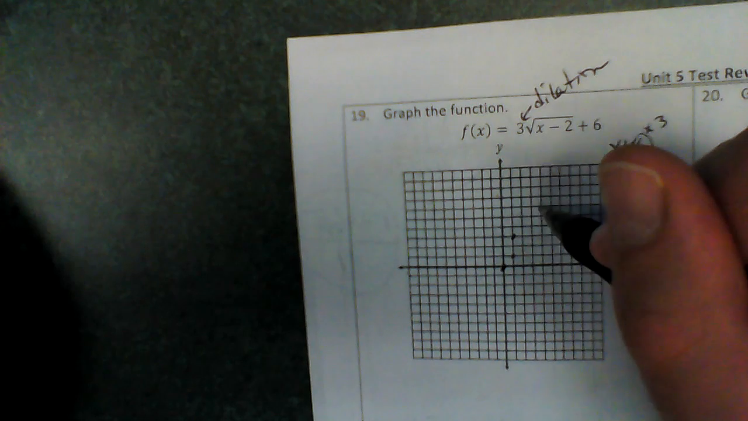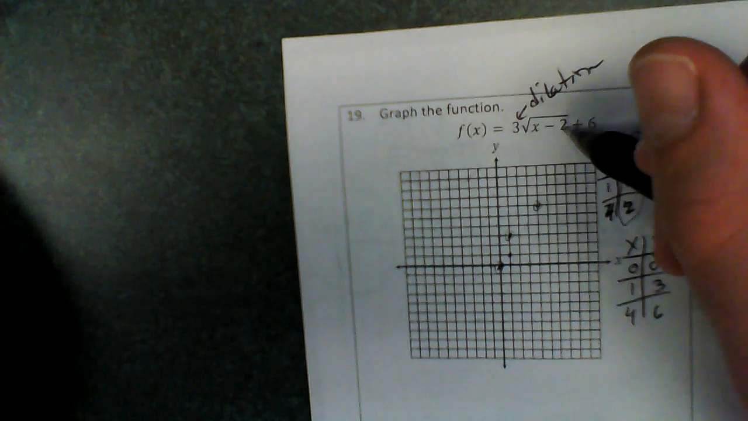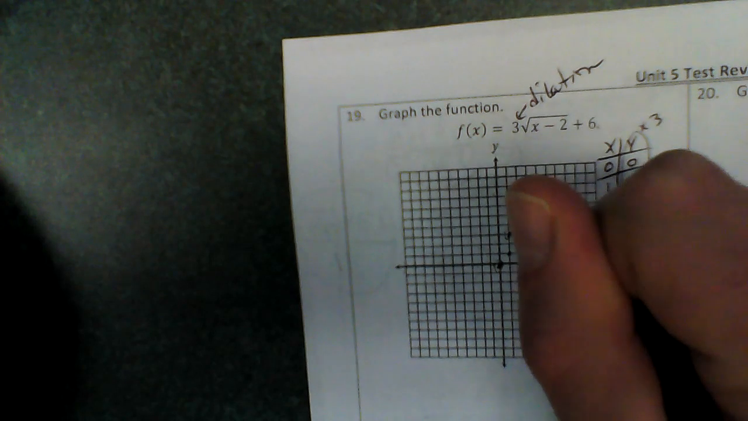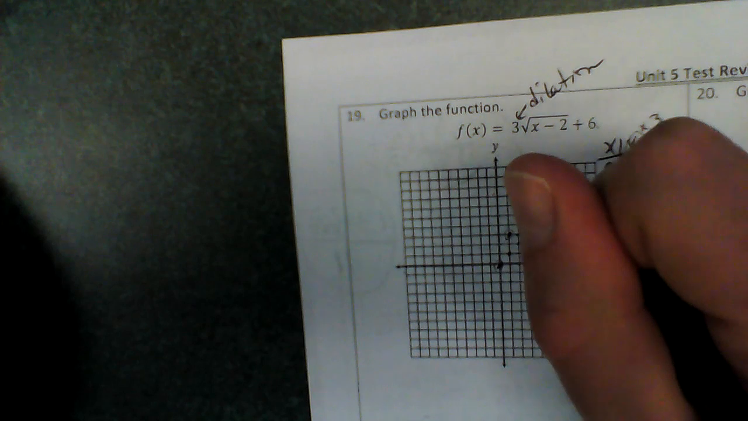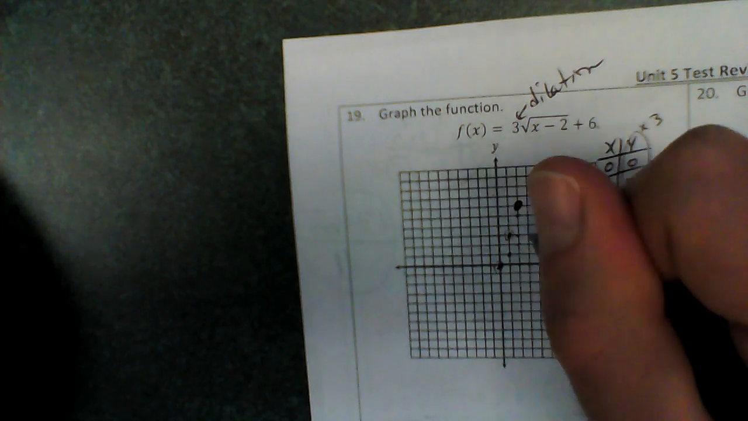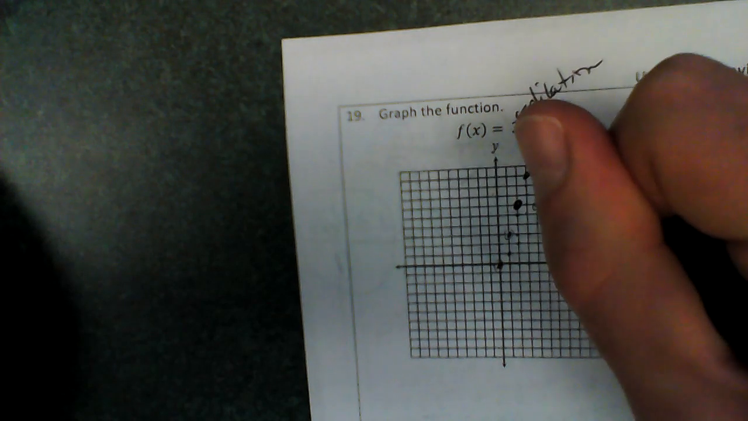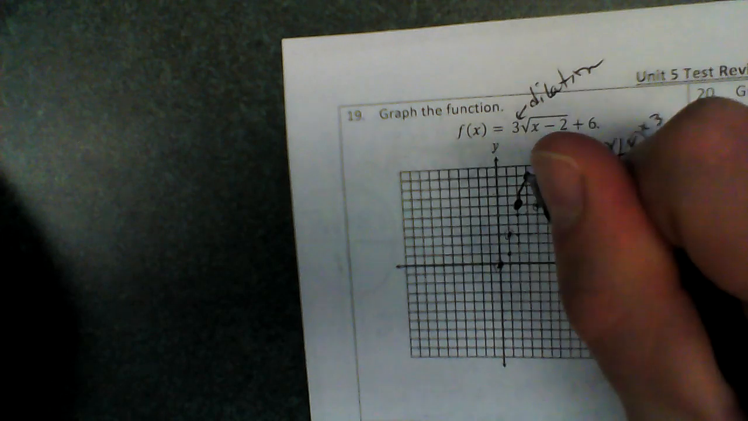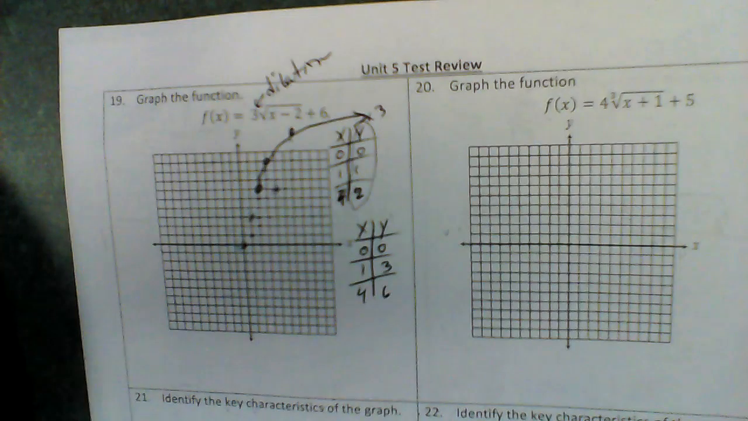So these points go to the right 2 and up 6. Each point's got to go right 2 and up 6. 1, 2, 3, 4, 5, 6. And right 2, up 1, 2, 3, 4, 5, 6. And right 2, up 1, 2, 3, 4. Alright, next.